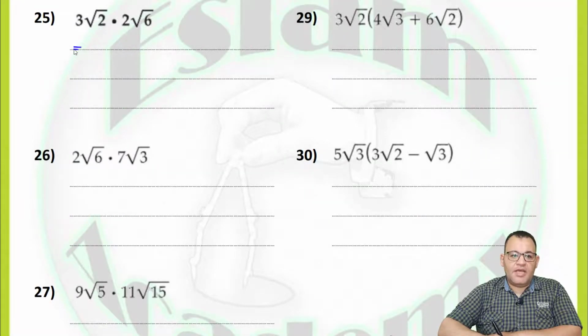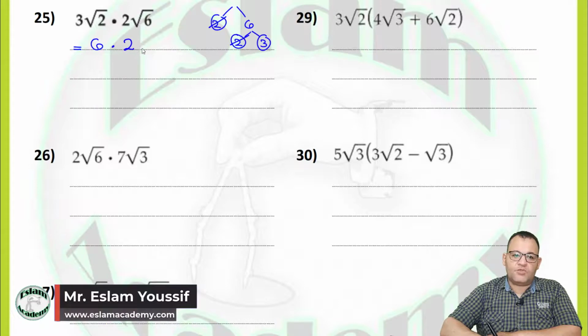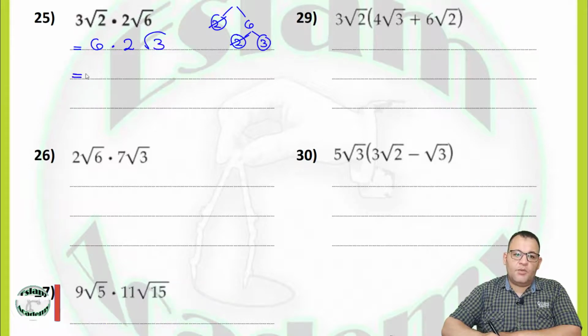3 root 2 times 2 root 6. At the first, multiply the number by the number. 3 times 2 equals 6. Now we have root 2 times root 6. If you remember, that's 2 and that's 6. 2 is a prime number. So 6 is equal to 2 multiplied by 3. From each repeated number, we just take 1 outside. The single number will be written under the square root. So the answer now will be 6 times 2 equals 12 root 3.